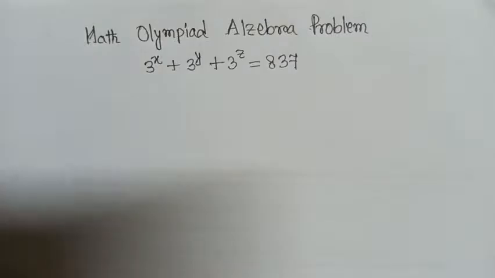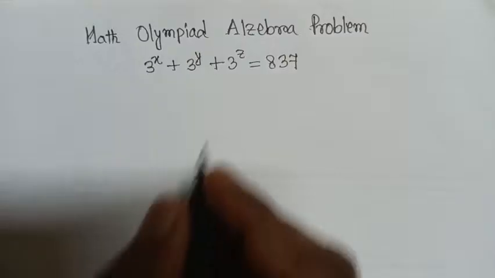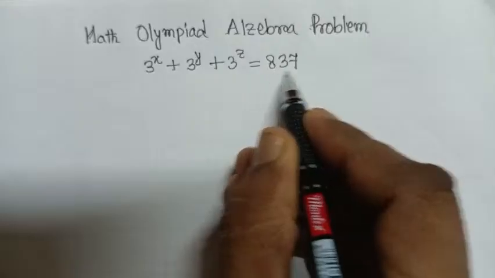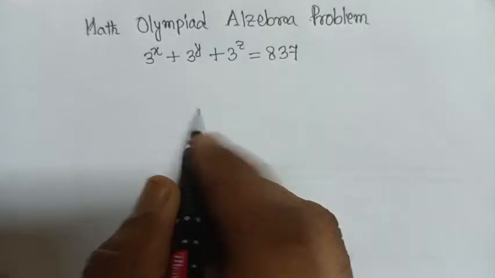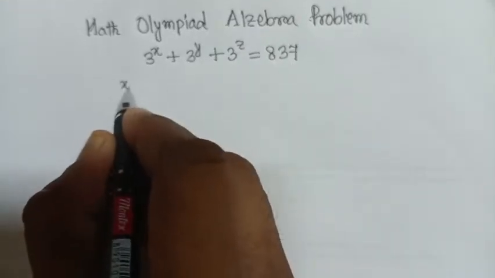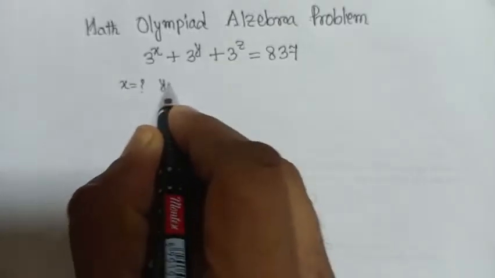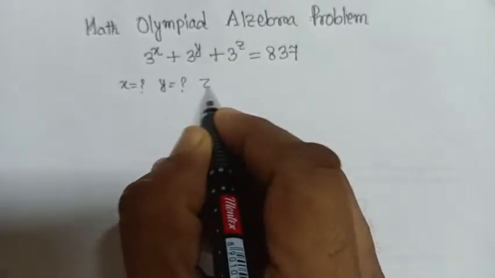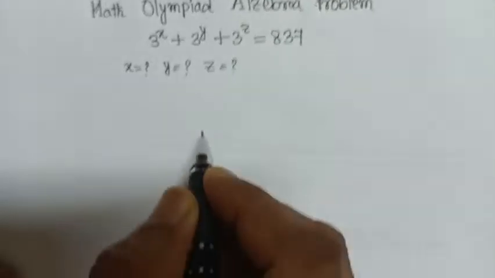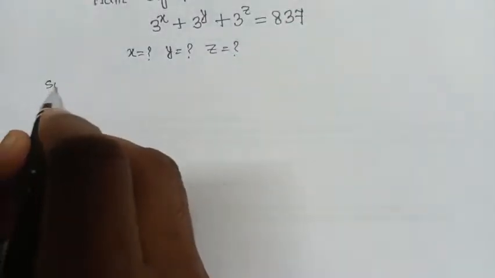Hello friends, hope you are doing well. Today we are going to solve an interesting algebra equation, that is 3 to the power x plus 3 to the power y plus 3 to the power z is equal to 837. So we need to find the value of x and y and z. So let's start the solution.